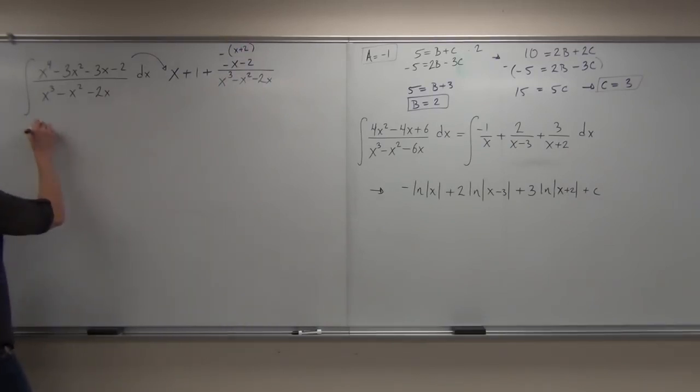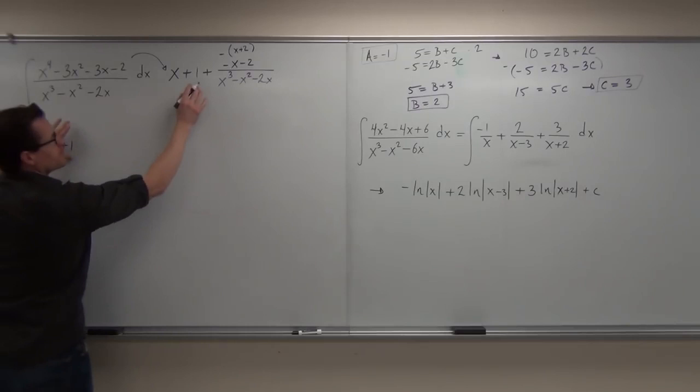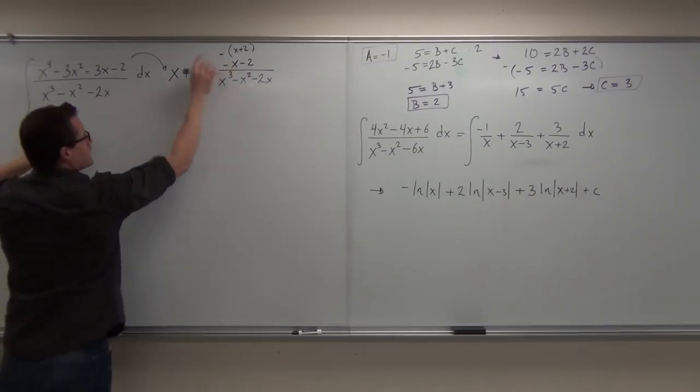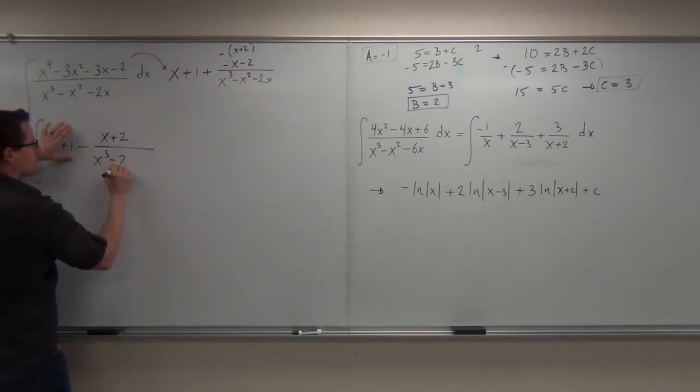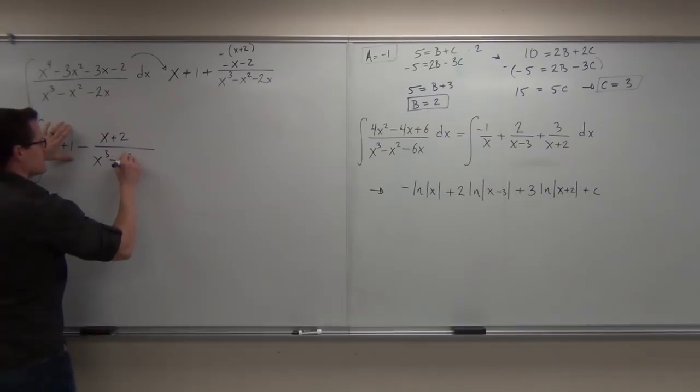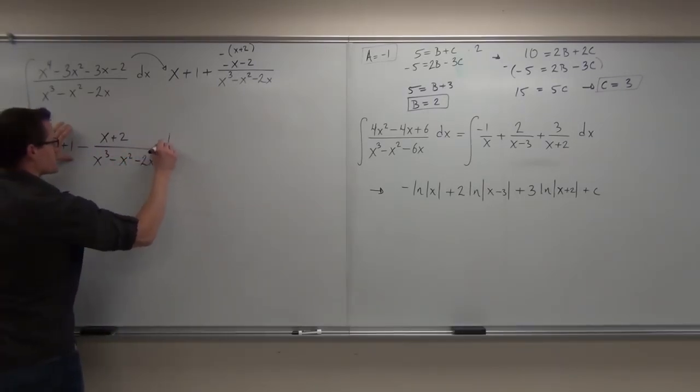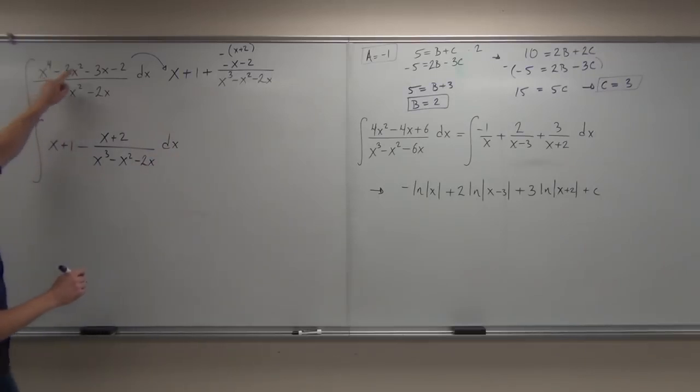So then we know our integral is now x plus 1, no problem. Then look at this. Plus a negative, that's minus (x plus 2) over x cubed minus x squared minus 2x dx. So we do long division.